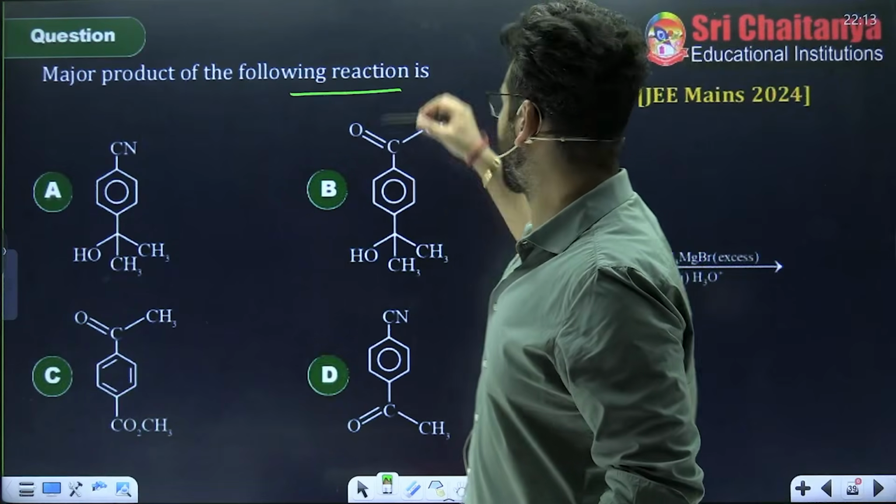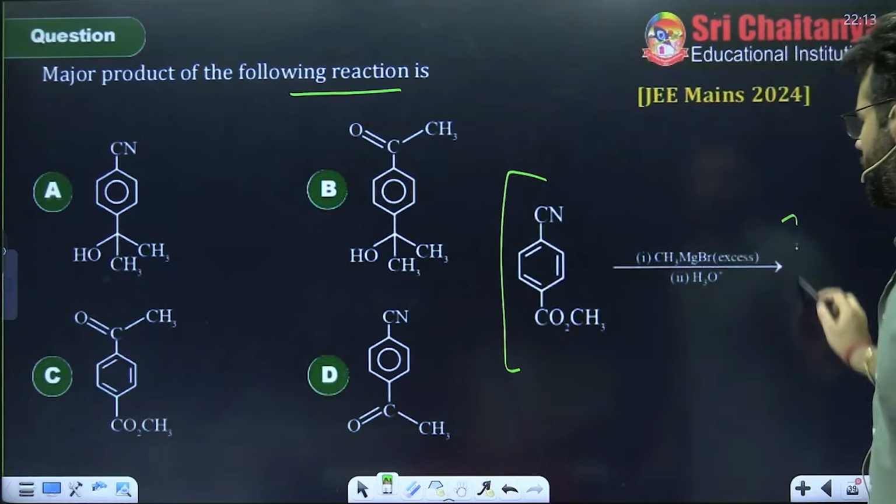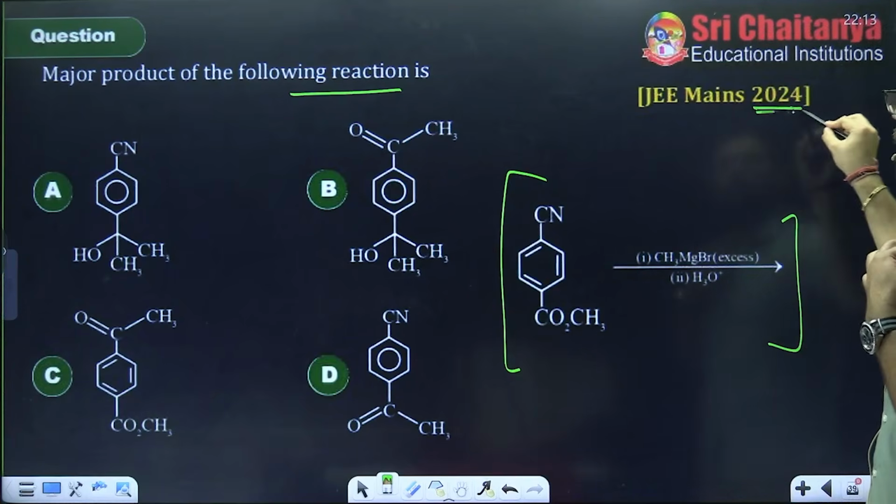What is the major product of the following reaction? This is the reaction given, as you can see. Again, it's a question which NEET also asked in 2024. I told you.